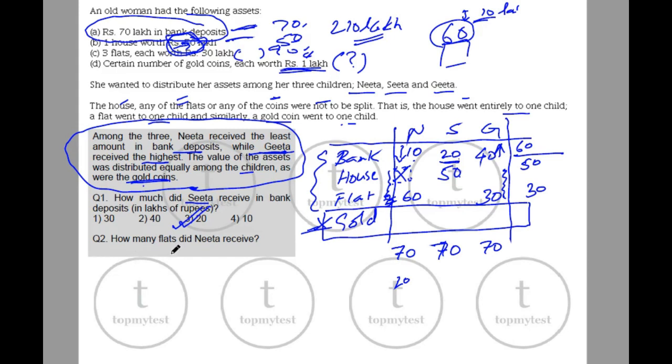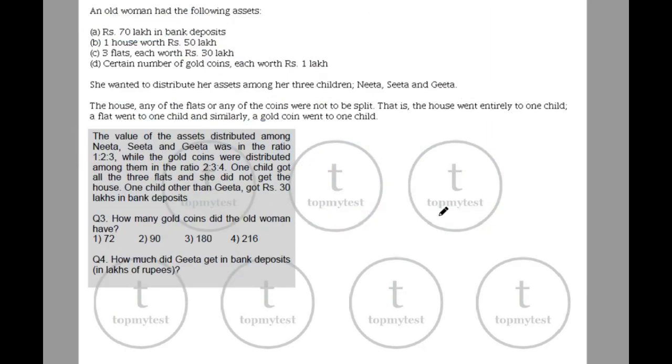How many flats did Neeta receive? Neeta received 2 flats. So these are 2 of the 4 questions. Let's look at the other 2. Same question, but now it says the value of assets distributed among Neeta, Sita and Geeta was in the ratio 1:2:3, while the gold coins were divided in the ratio 2:3:4. So we have Neeta, Sita, Geeta. So total assets will contain these parts: the deposits, the house, the flats, and the gold.